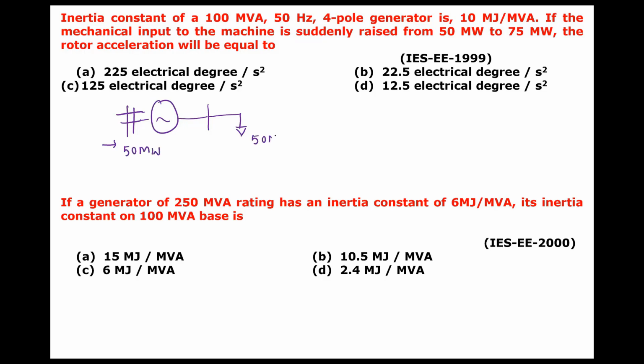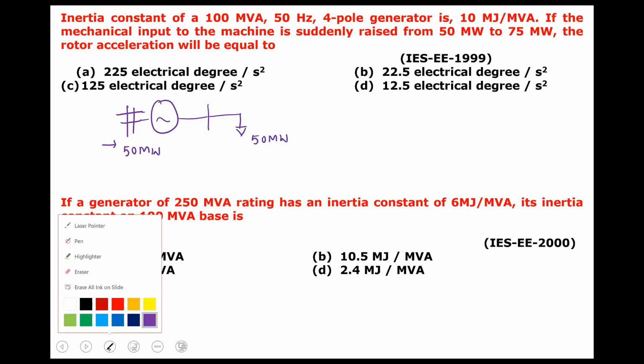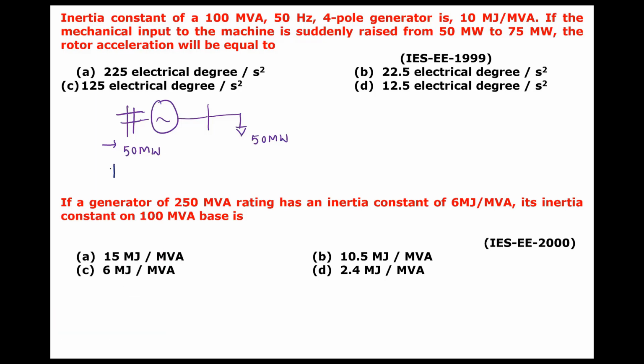Electrical output must also be 50 megawatt and the machine is stably operating. Suddenly what happened? Suddenly the mechanical input increased from 50 megawatt to 75 megawatt. Understand? But there is no change in the electrical output. Electrical output is 50 megawatt only.